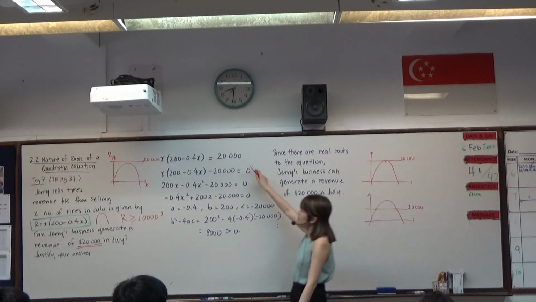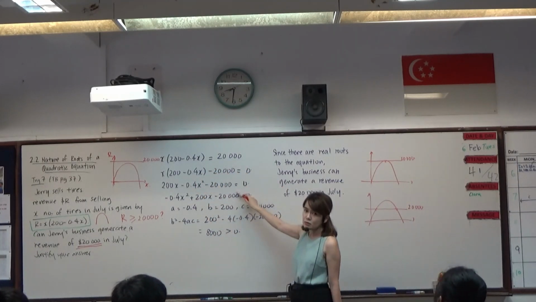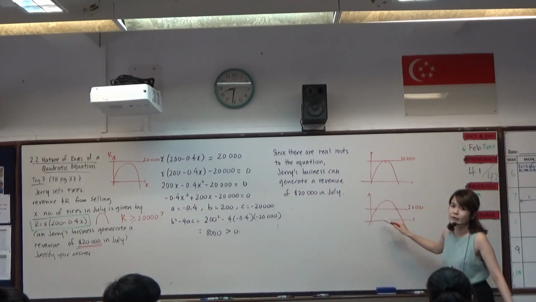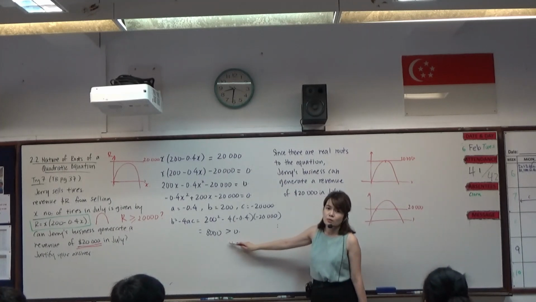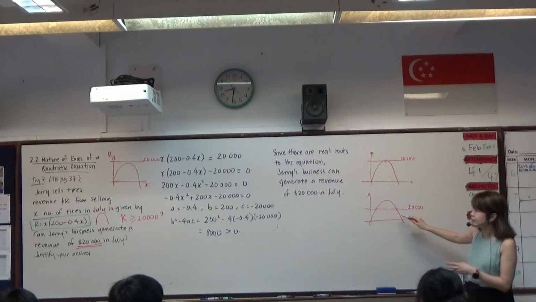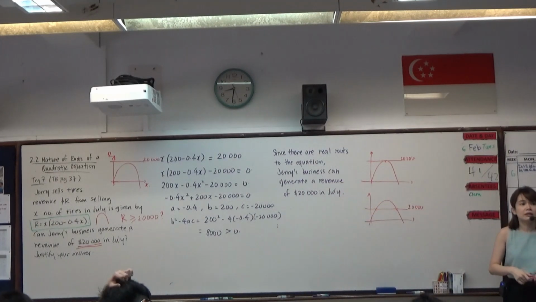So when we equate them and look at the discriminant, we are actually going to investigate which of these possibilities can arise. And we see that our discriminant is more than 0, which leads us to conclude that this is the case, and hence it is possible to generate a revenue of $20,000. Get it? Yes, Karen.